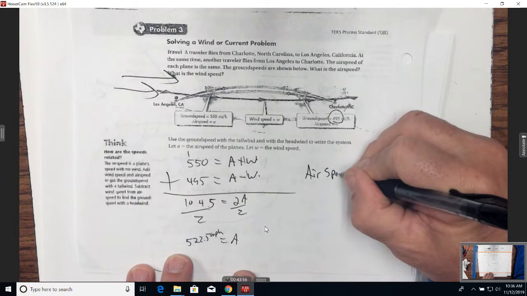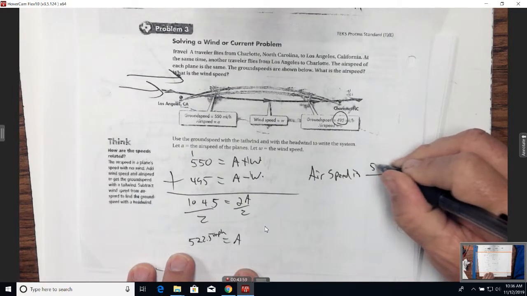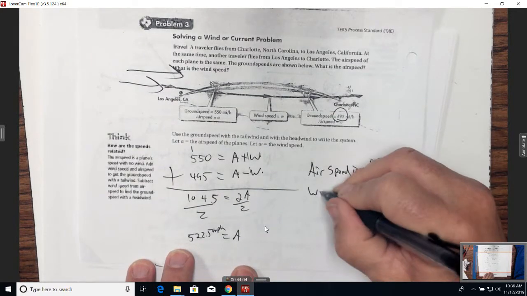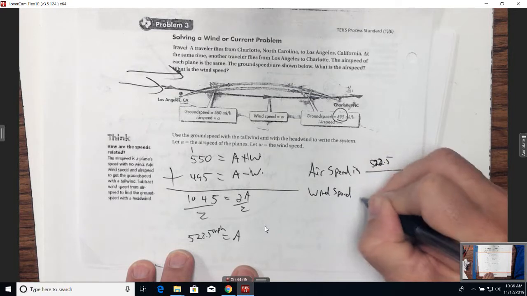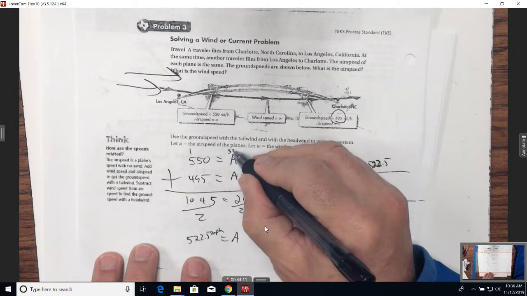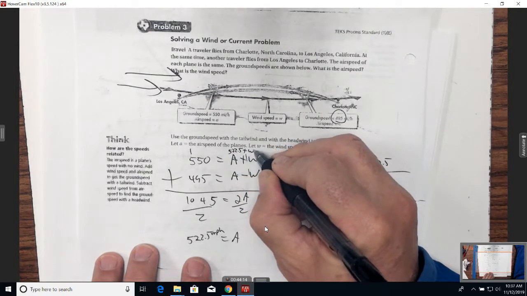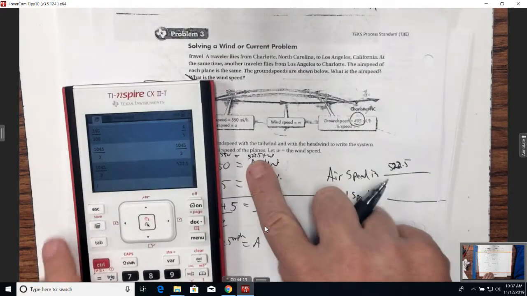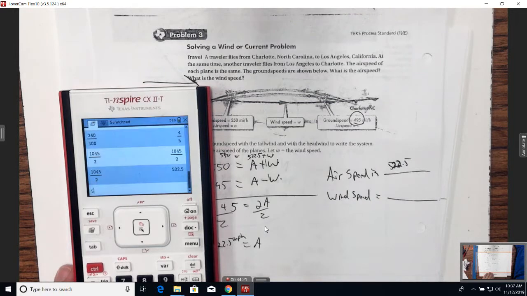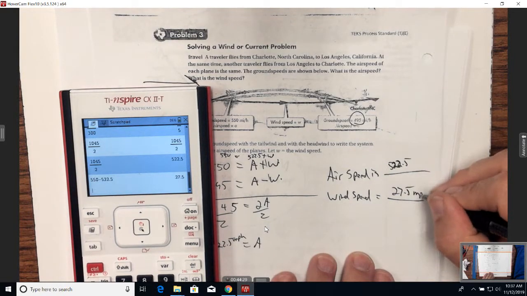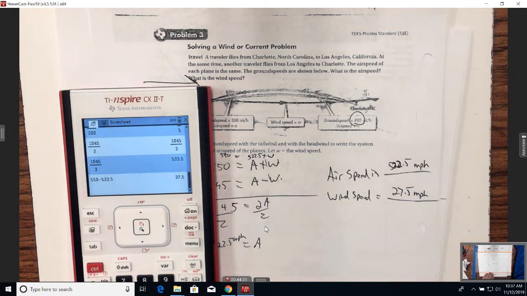My airspeed is 522.5. Now what's the wind speed? Can anybody tell me what the wind speed is? Just plug it in. 522.5 plus what is equal to 550. Just plug it into equation 1. And to solve equation 1, you just subtract 522.5 from 550. So take 550 minus the 522.5, and I get 27.5 miles per hour.